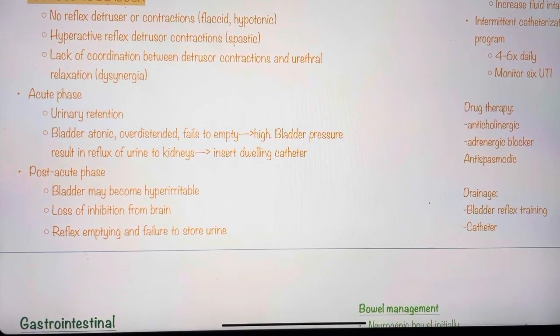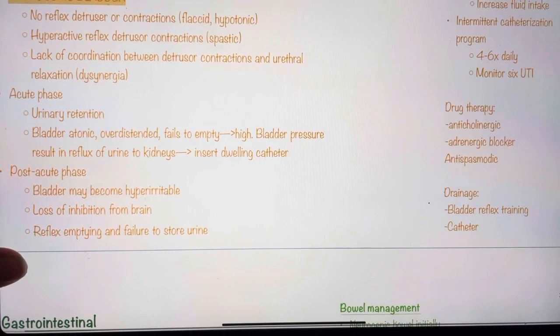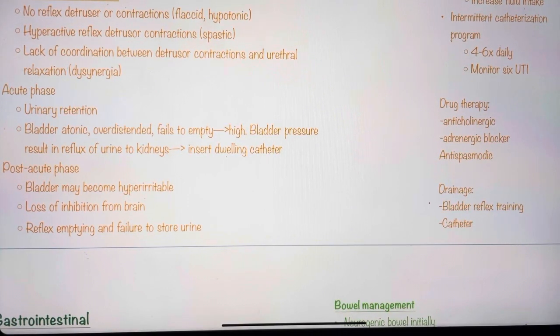With the urinary system, neurogenic bladder is the most important thing to remember. There are different phases. With the acute phase, there's going to be urinary retention. With the post-acute phase, you might have hyperirritability. So in the acute phase, you are likely going to be doing an indwelling catheter. You will make sure to maintain aseptic technique with that indwelling catheter. And then you will start the patient on an intermittent catheterization program 4 to 6 times daily, and you will want to continually monitor them for a UTI.